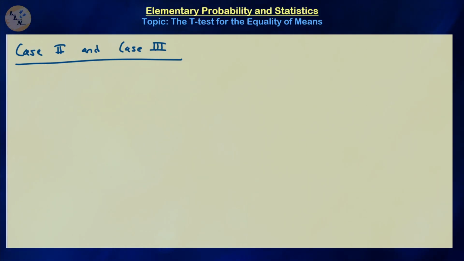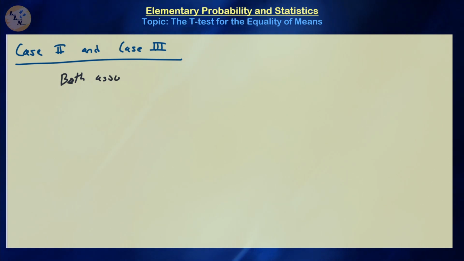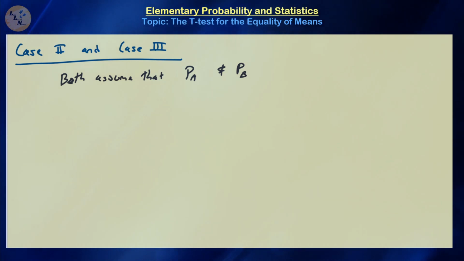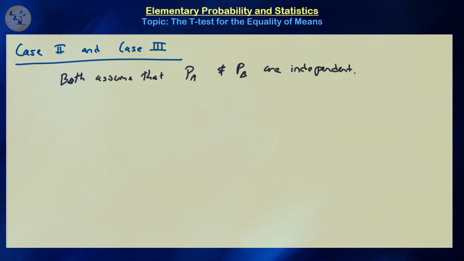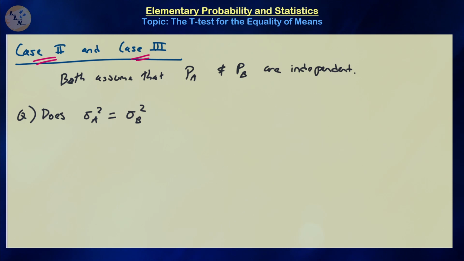Now let us lay down the theory for cases 2 and cases 3 for the differences between population means. So for case 1, we assume that the populations were dependent, but for case 2 and case 3, we're going to assume, so both assume that PA and PB, the populations, are independent. That means the samples we draw from them should also be independent. So the guiding question in terms of which case do we use here is going to be the following one. So does sigma a squared equal sigma b squared?